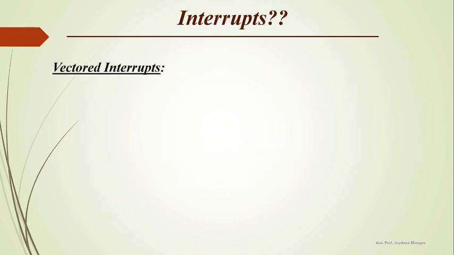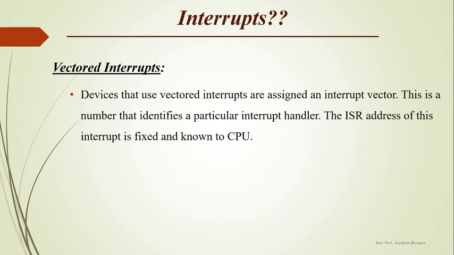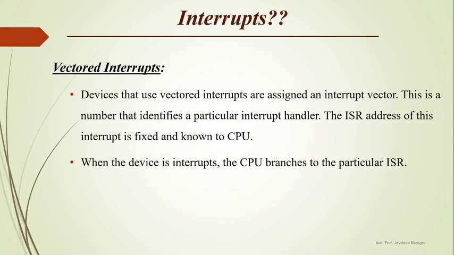Vectored interrupts. All the available interrupts in 8051 are vectored interrupts. Vectored interrupts are nothing but the interrupts that have a specific address. So devices that use vectored interrupts are assigned an interrupt vector. This is a number that identifies a particular interrupt handler, and the ISR address of this interrupt is fixed and known to CPU. When the device interrupts, the CPU branches to the particular ISR. All the 8051 interrupts are vectored interrupts.